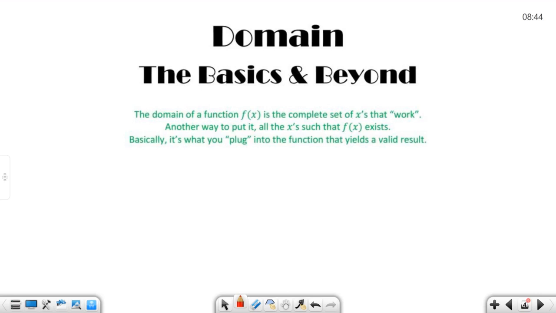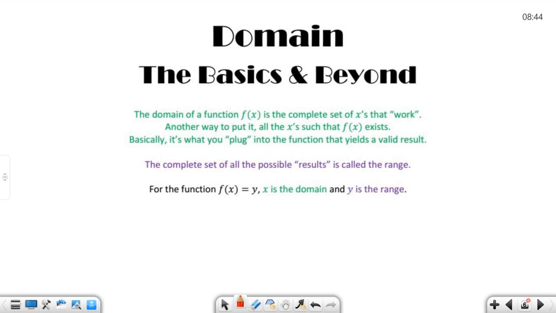Basically, it's what you plug into the function that yields a valid result, meaning you can't get undefined, or something like the square root of a negative for real numbers. The complete set of all the possible results is called the range. For the function f of x equals y, x is the domain and y is the range.